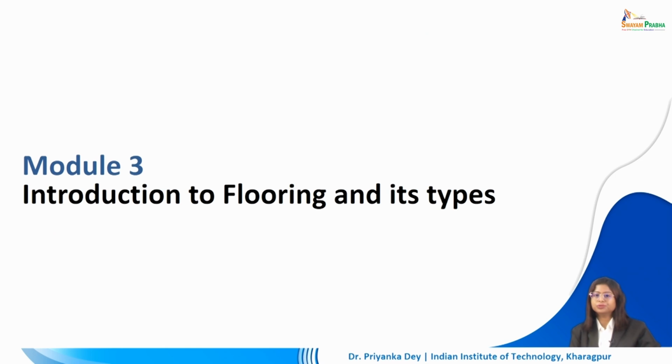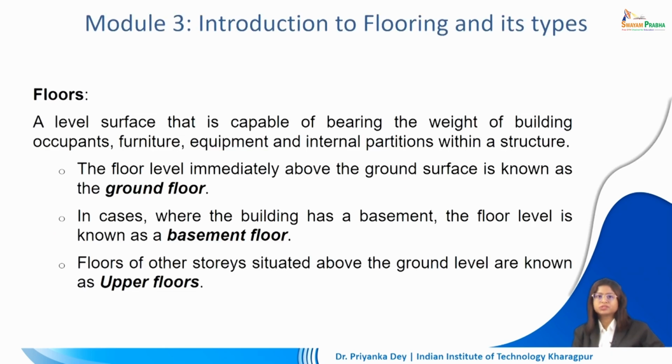The next module was on flooring and its types. Floor is any level surface that is capable of bearing the weight of the building, occupants, furniture, equipment and internal partition of the structure. If it is in direct contact with the ground, that level is known as the ground level floor. If you are having a basement, that will be called the basement floor, and all the upper story floors are going to be known as upper floors.